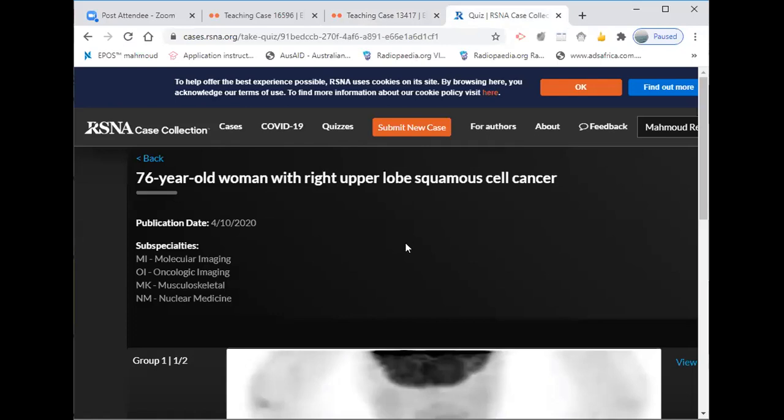We have just 6 minutes to finish this session. So this patient is 76 years old with right upper lobe squamous cell carcinoma.